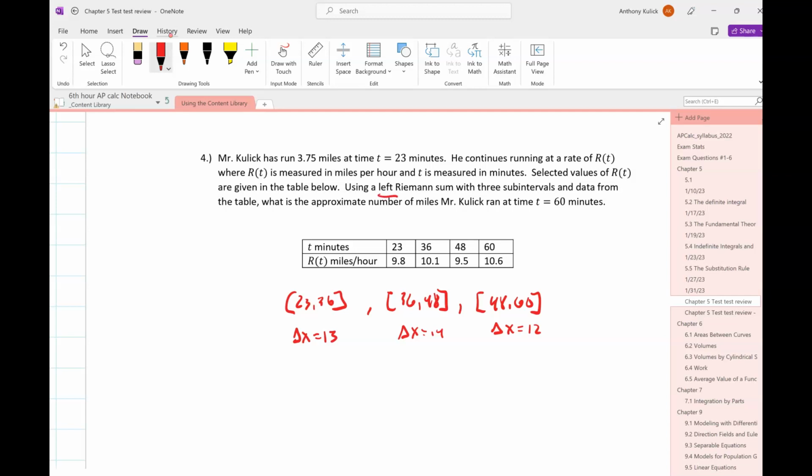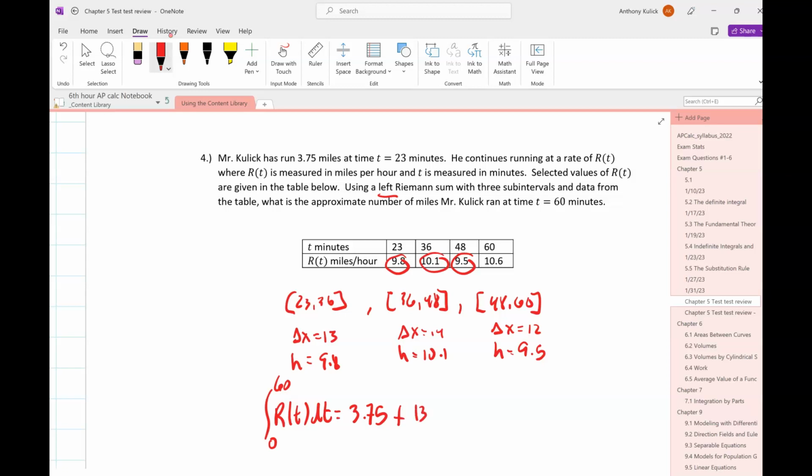And because it asks for a left Riemann sum, the heights are going to come from the left endpoint of the interval. So 9.8. And then the left endpoint of 36 and 48 is the 36, so 10.1. And then from 48, which is 9.5. So the integral of r of t from 0 to 60 dt is going to be the 3.75, which is up to 23. We're told we did that much.